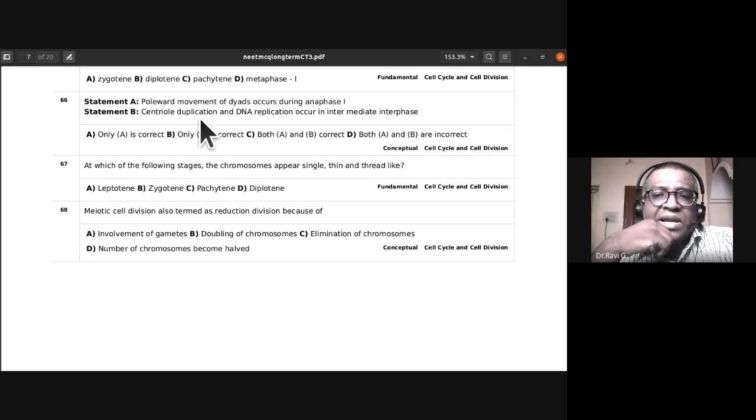Please go through the contents again. In interkinesis, there is replication, DNA replication, centriole duplication, it happens in interphase 1. Okay, there is no interphase 2.